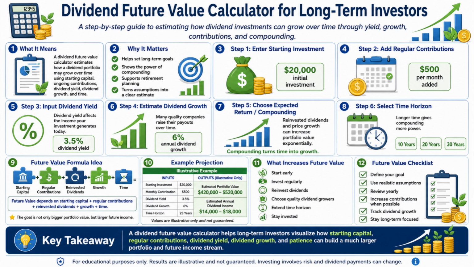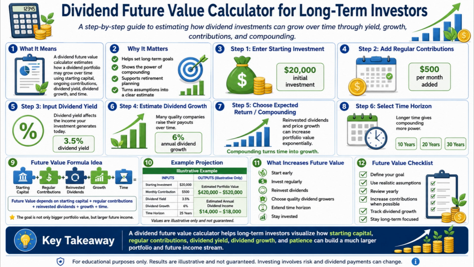For example, let us imagine an investor starts with $20,000, adds $500 per month, earns a 3.5% dividend yield, benefits from 6% annual dividend growth, and stays invested for 25 years. In this illustrative example, the estimated portfolio value may grow to around $420,000 to $520,000, while estimated annual dividend income may reach about $14,000 to $18,000. This shows how consistent investing and patience can create meaningful long-term results.